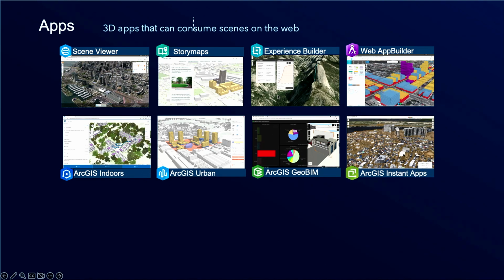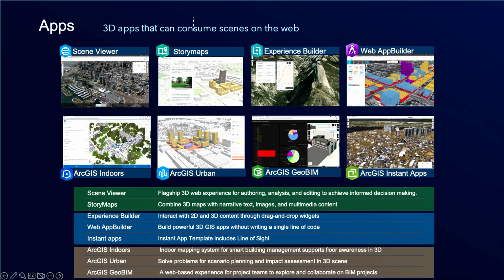In Experience Builder, in Web AppBuilder, in the ArcGIS Indoors environment, you can use them. ArcGIS Urban uses them to bring them in as context for certain plannings. ArcGIS GeoBIM, which is built on Experience Builder, is using them. And the instant apps can use all of this stuff. Here's a little explanation for all these different apps we have. So we are eating our own, how do you say, dog food, right? So we are using those scene layers not only for publishing them, but also using them in our internal ecosystem, which is actually pretty nice and neat. So that's why it becomes an essential piece of our system of record.